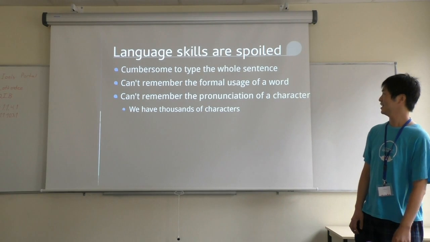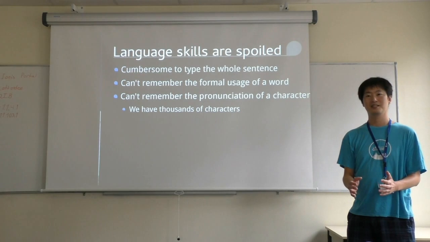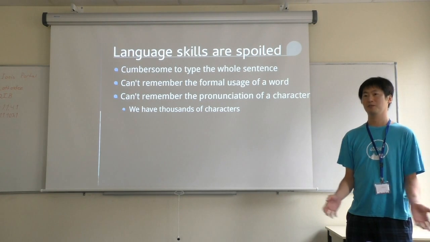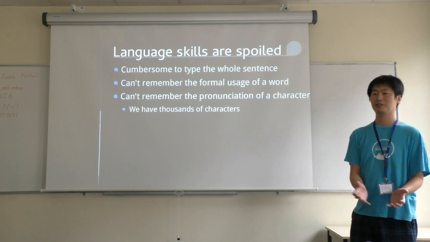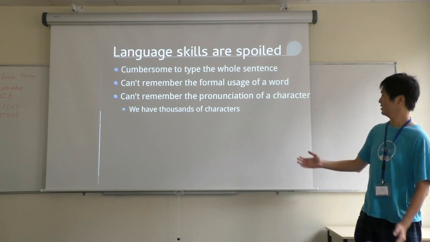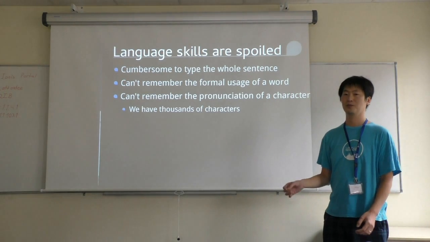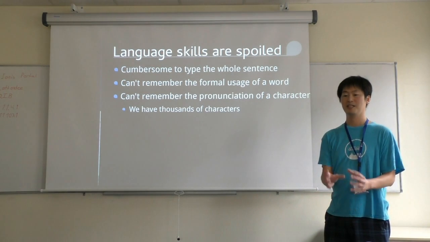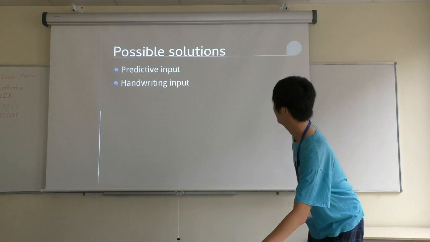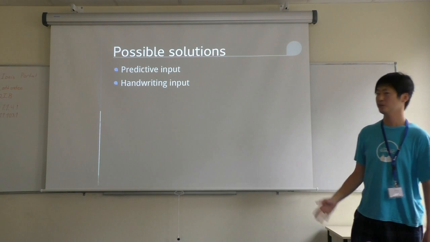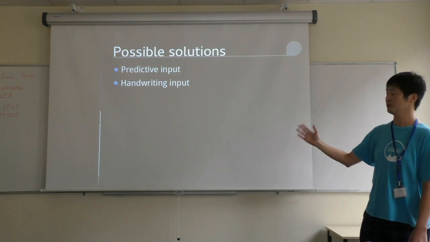Okay. And the last one is we have nearly thousands of characters, so we can't remember how to pronounce them. So sometimes users want to look up the characters by shape or something. Okay. So possible solutions for this problem are predictive input and handwriting input.